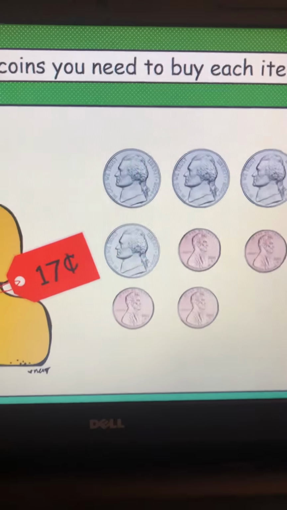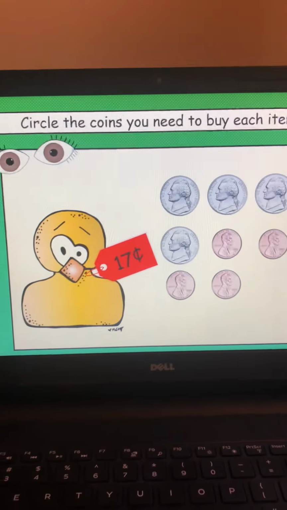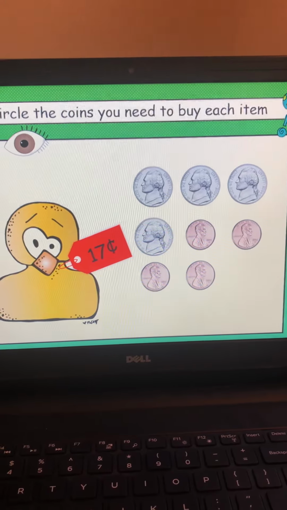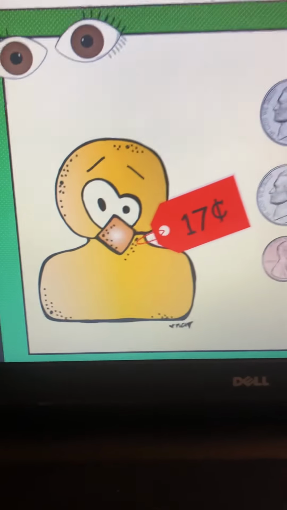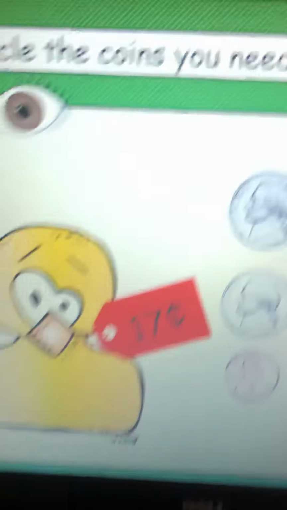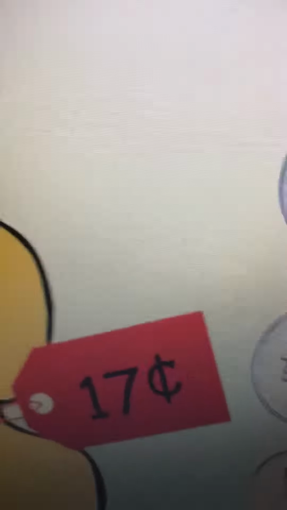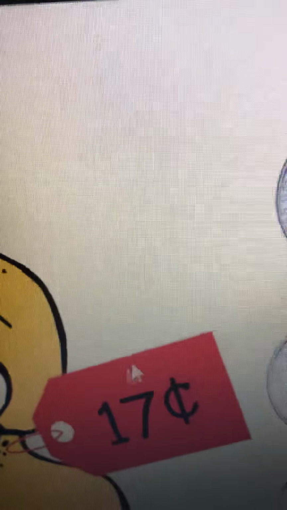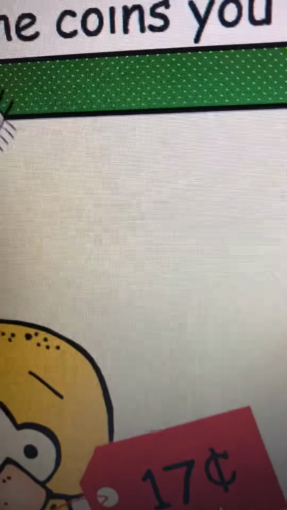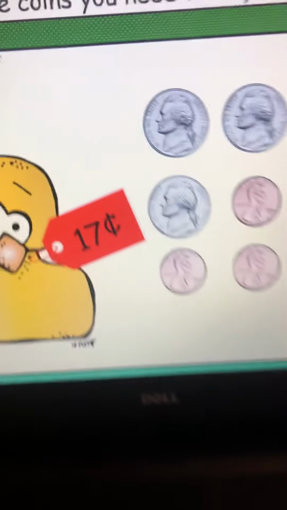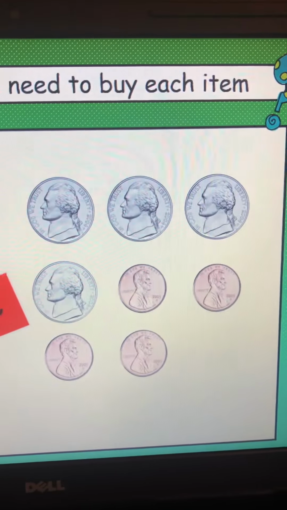60 cents. Just like yesterday, we're gonna circle the coins you need to buy each item. So this little rubber duck here is 17 cents. I'm gonna draw it on my Show Me app. Remember, we also talked yesterday about how this little symbol here that looks like a C with a line through it, that's just the symbol for cents. So 17 cents is what we're aiming for. We have 3 nickels on top.